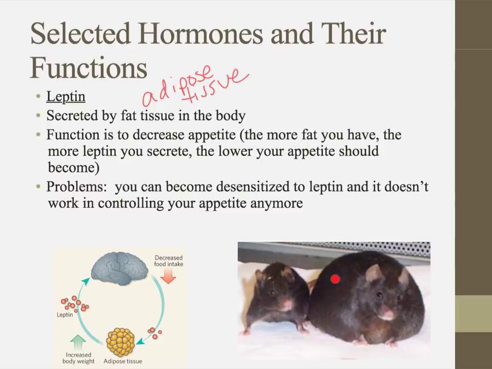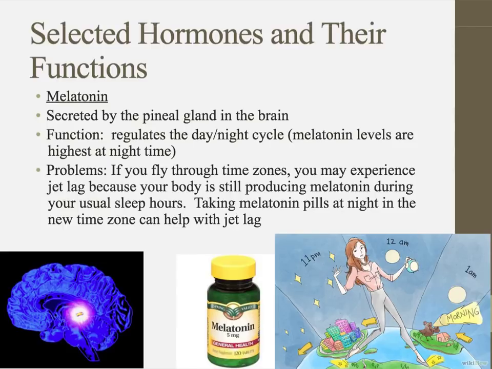So here what we're seeing over here is actually a mouse where we have removed the gene for secreting leptin, and you can see that this mouse is obese, okay, has no leptin to tell the brain that the appetite has been decreased. Okay, next up is melatonin.